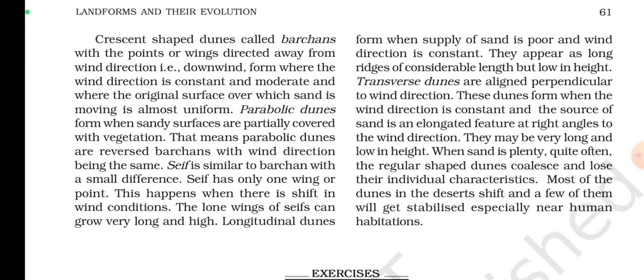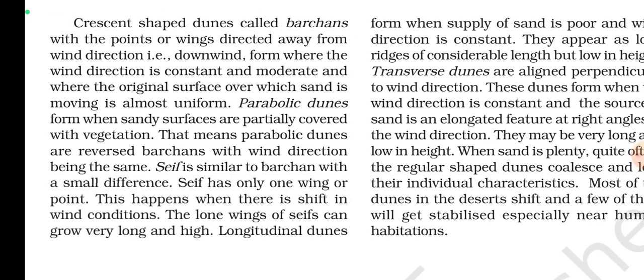Now crescent shaped dunes called barkhans, with the points or wings directed away from the wind direction, that is downward, form where the wind direction is constant and moderate, and where the original surface over which sand is moving is almost uniform. Parabolic dunes form when sandy surfaces are partially covered with vegetation. That means parabolic dunes are reversed barkhans with wind direction being the same. Seif is similar to barkhan with a small difference. Seif has only one wing or point. This happens when there is a shift in wind conditions. The long wings of seifs can grow very long and high.